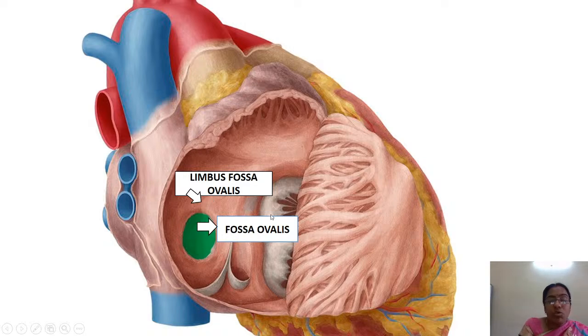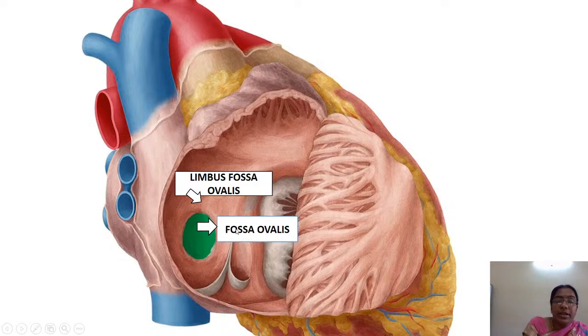There is a valve or opening which is called the fossa ovalis. So in the intermediate part, what you can see is the fossa ovalis. But after birth, gradually this fossa ovalis is closed. If it remains open, that is a patent condition, but normally it will be closed. So it is called the fossa ovalis.